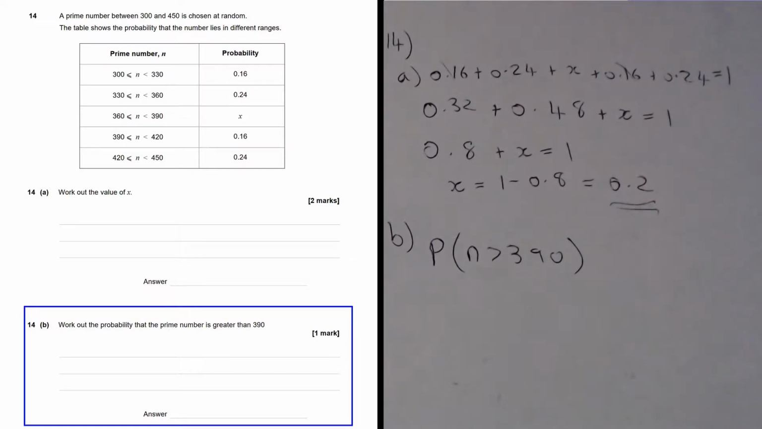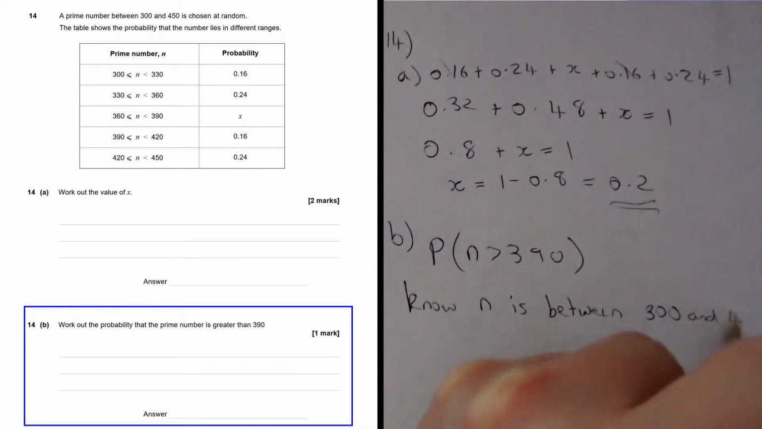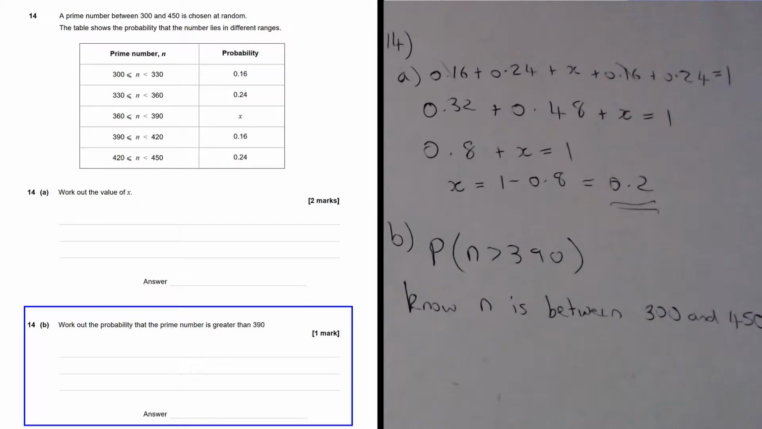We know that n is between 300 and 450. So if we want the probability that n is bigger than 390, this is essentially the probability that n is bigger than 390 and less than 450. Well, we can see from the last two rows of the table that the probability that n lies between 390 and 420 is 0.16.